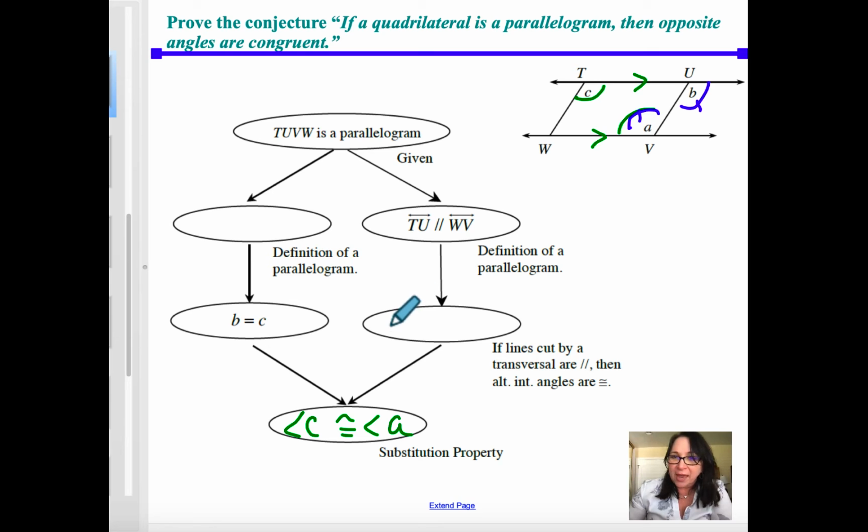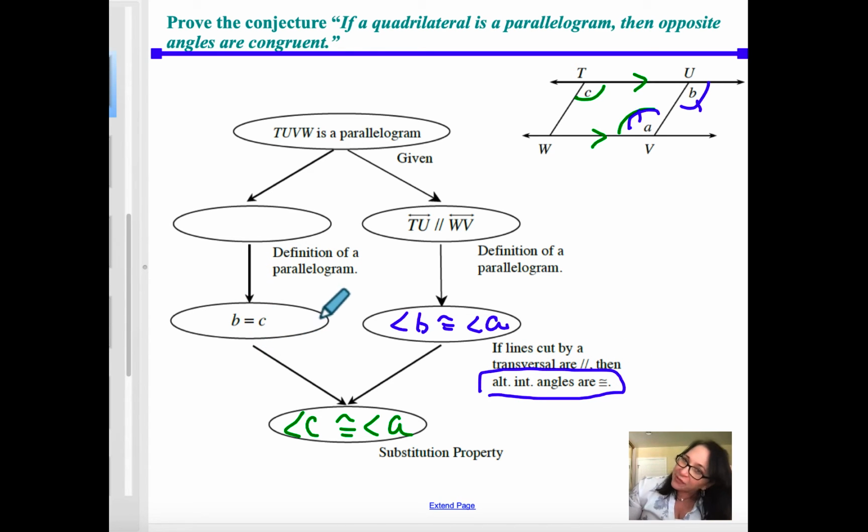So I would say angle B is congruent to angle A, and the reason B and A are congruent is because alternate interior angles are congruent. All right. Now on the left side, they're saying that angle B, I'm not crazy about the way they wrote this, because you would need to write angle B is congruent to angle C.